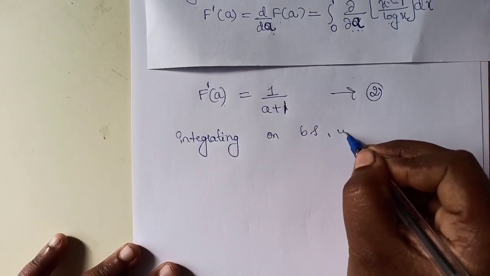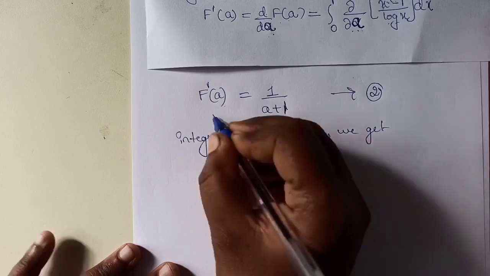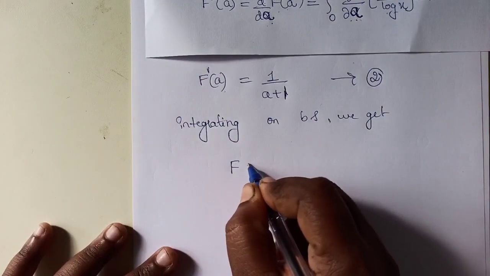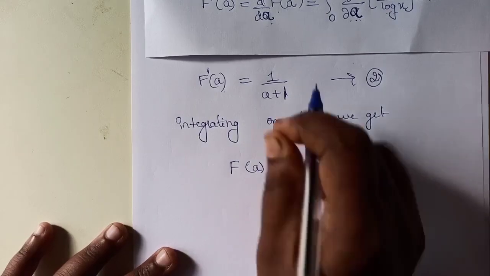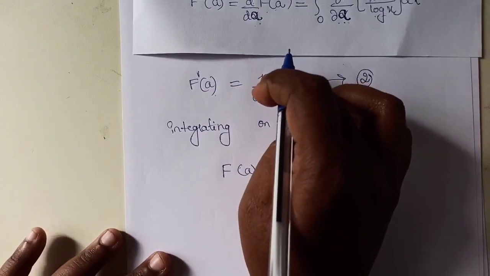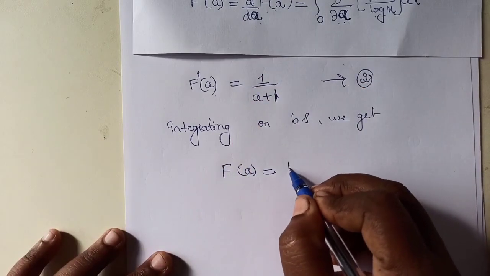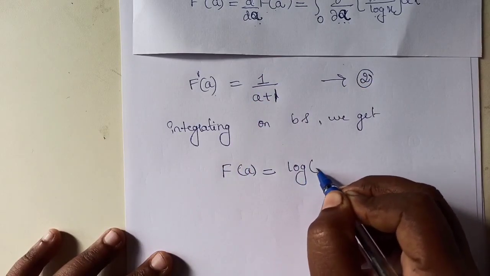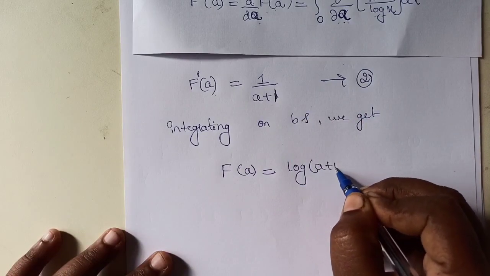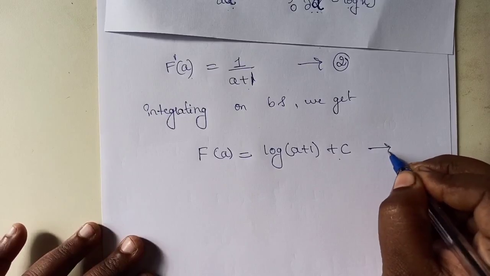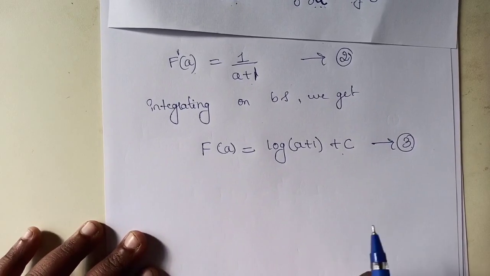we get, so integration and differentiation cancel, and we get f of a. Here integrating this, now it is in the form of 1 by x. The integration of 1 by x is log x, that is log of (a+1) plus constant term c. Consider this as equation 3.